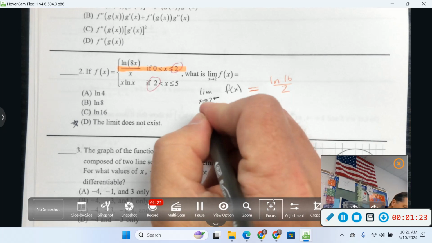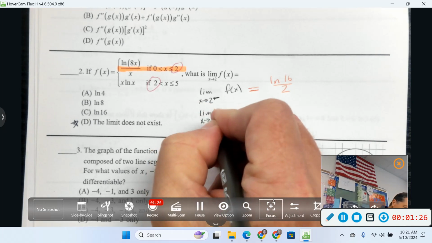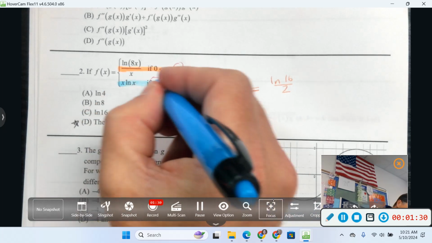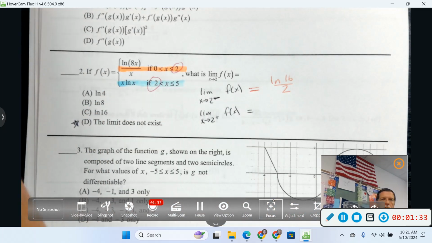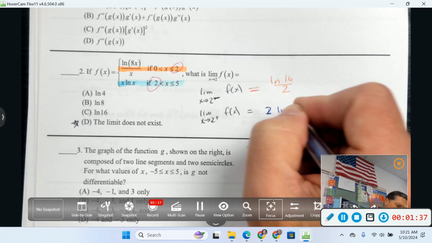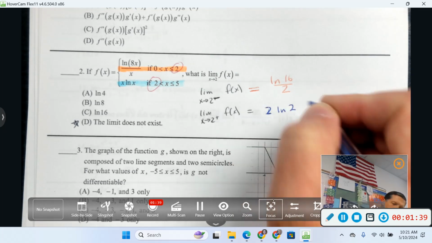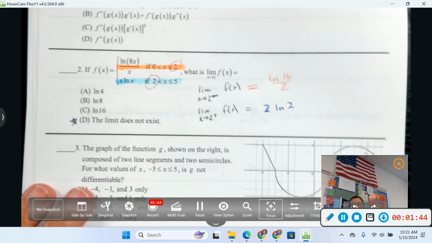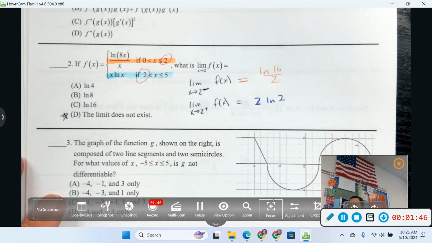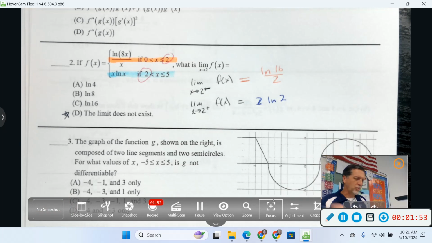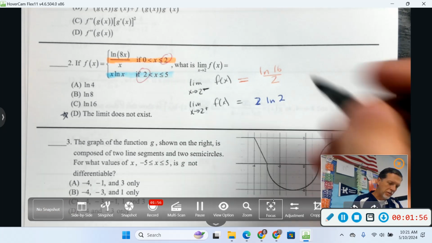From the right, limit as x approaches 2 from the right. So from the right would be that side. So that's going to be 2 natural log 2. So question is, are those two things the same? And that's the proper response of, not sure, because properties of logs are kind of weird, so maybe they are the same.